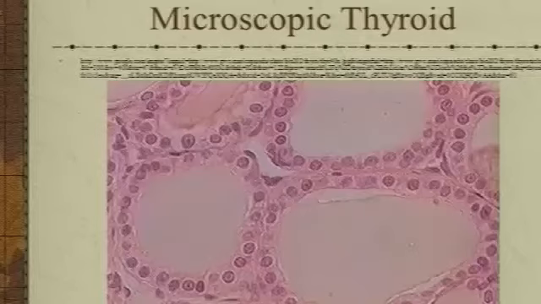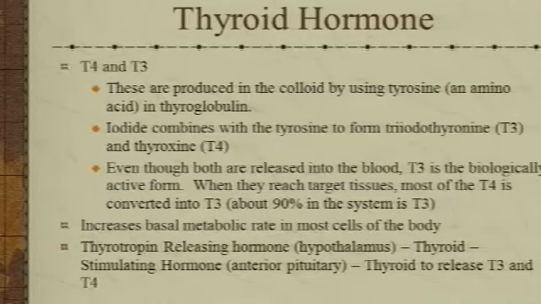So microscopic: colloid follicular cells work together to make T3, T4. Any questions on that? Okay, good. So thyroid hormone, T3, T4. T3 is triiodothyronine. T4 is thyroxine. I'm going to call them T3, T4 because it's just easier. They're produced in that colloid. We're going to use tyrosine, which is an amino acid that we'll break down from our foodstuffs. Tyrosine and iodine go in, and they start this really complex process of making T3 and T4.